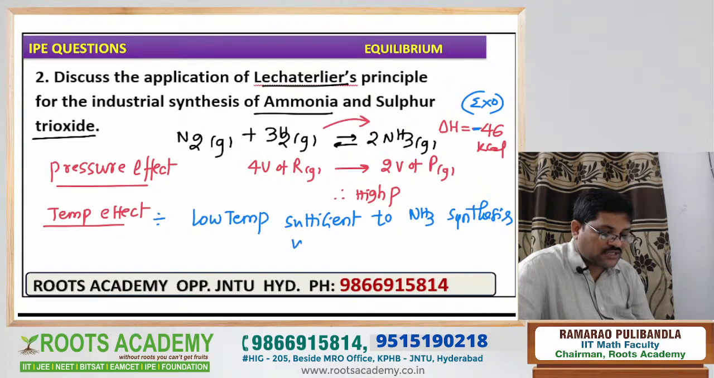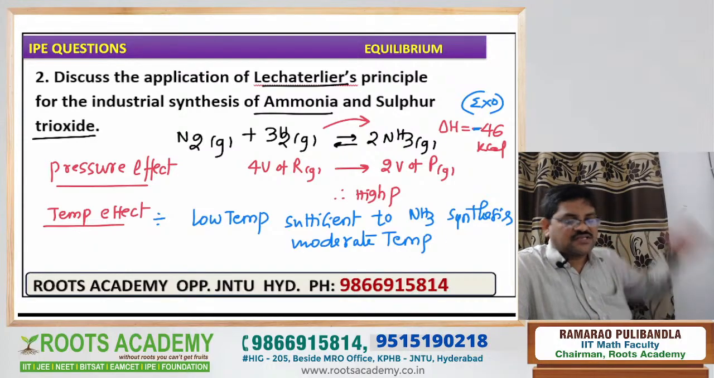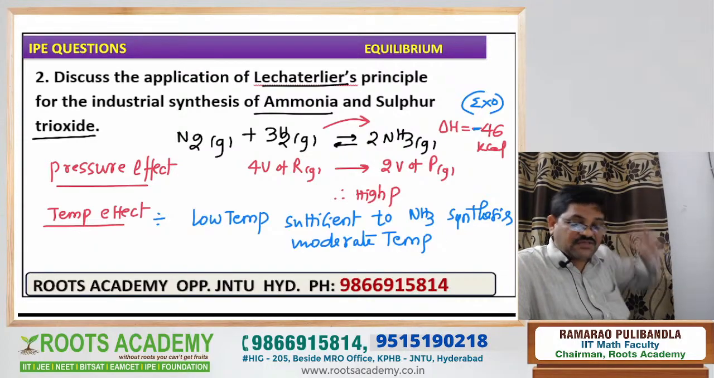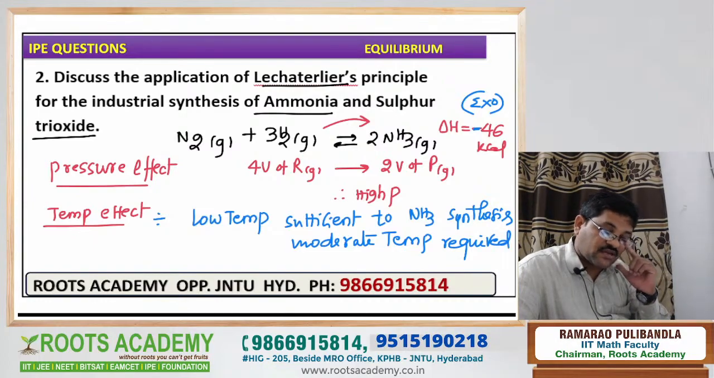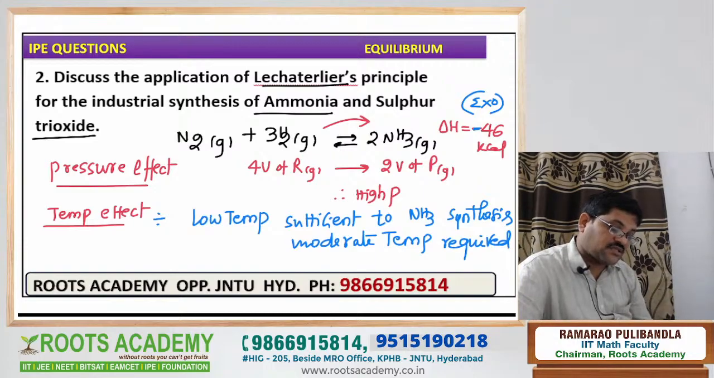But at very low temperature the yield is less. That's why a moderate temperature is applied. To maintain a higher yield of ammonia synthesis, moderate temperature is required. One of the important points. Understood what I am saying? That is the temperature effect. And come to the concentration effect.